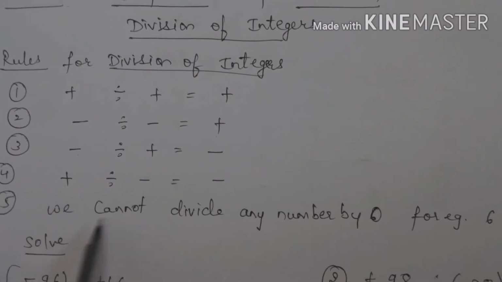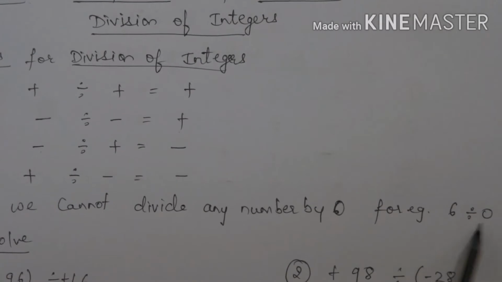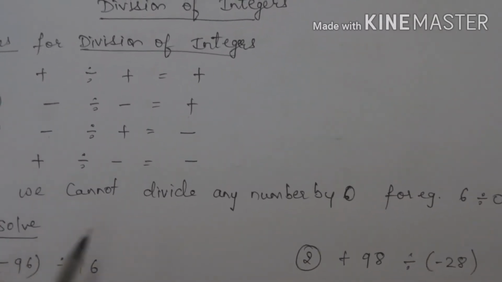And one more thing I have told you, we cannot divide any number by 0. For example, we have taken 6 divided by 0. So these were the rules. Now let's start with our 6th sum. 5 sums we already saw in part 2. Now let's move to the 6th sum.